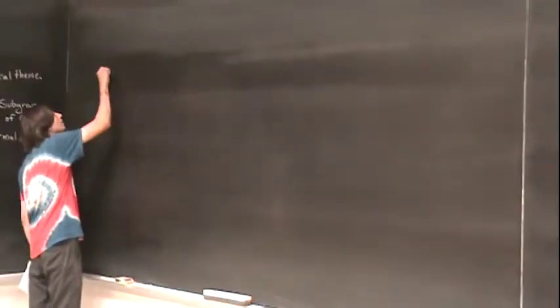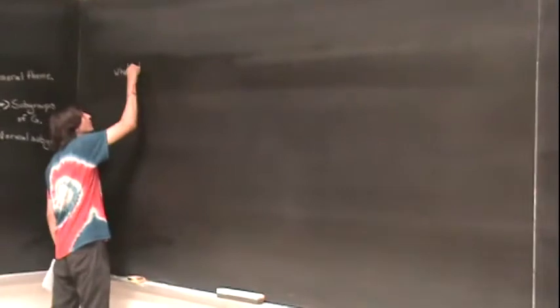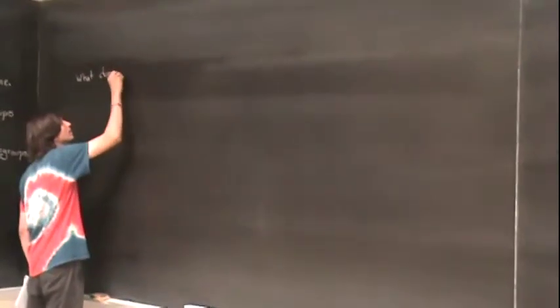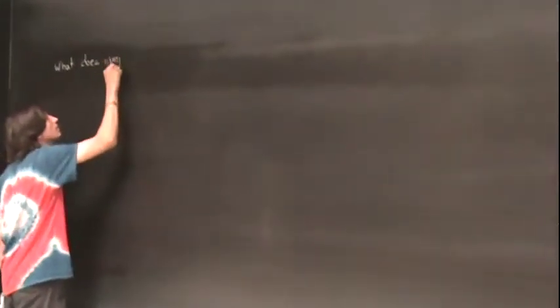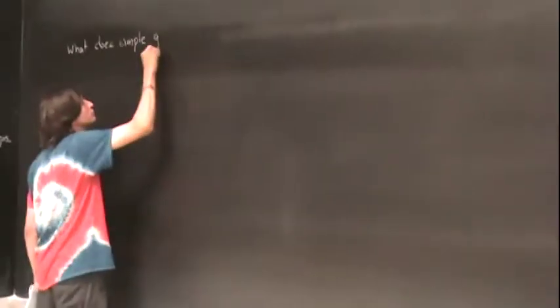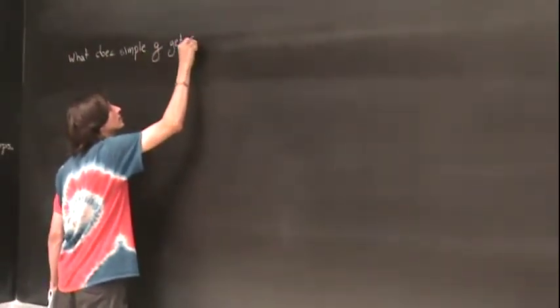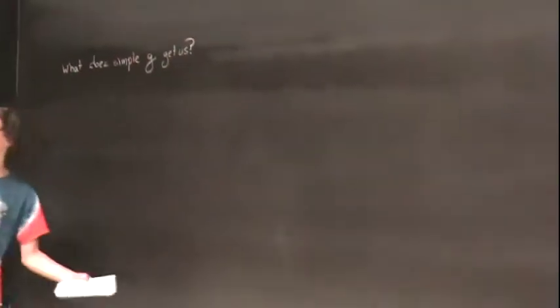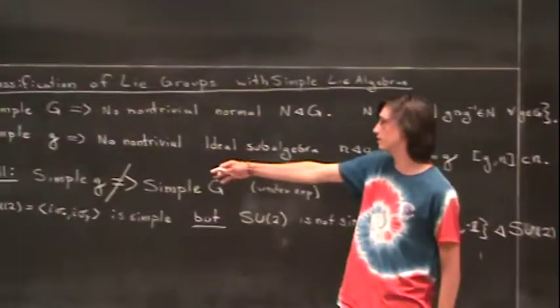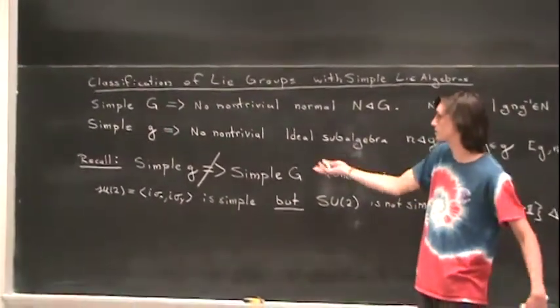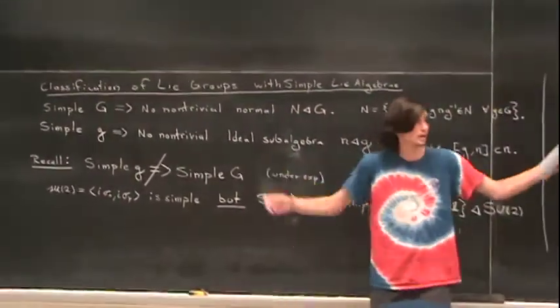Okay. So now we ask, what does simple G get us? I mean, we sort of just have this negative statement over here that simple Lie algebra doesn't imply simple G. But what does it imply? That's the question.